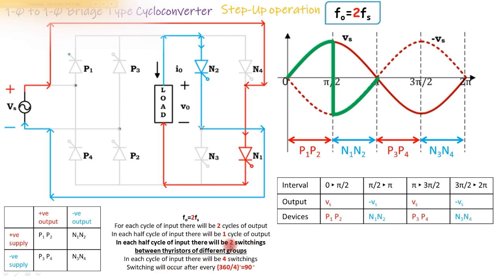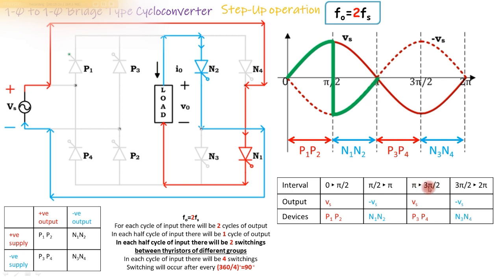There are two switchings in each half cycle. First P1 and P2 were fired, and then N1 and N2 were fired. And in that case each switching occurs after each interval of 90 degrees. So the first interval was from 0 to pi by 2 radians or 90 degrees, and after that 90-degree interval N1 and N2 were fired. Now at pi radian we have to switch again.